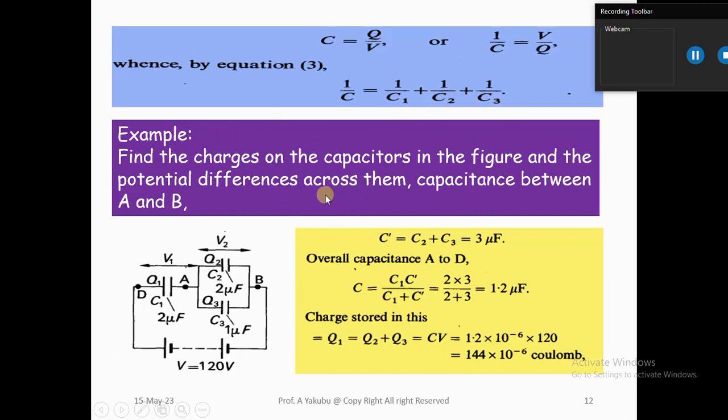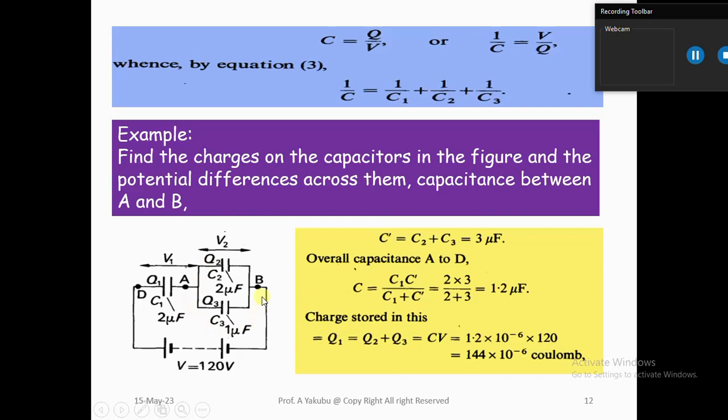And let us look at a common example here. Find the charges and capacitance in the figure and the potential difference across them. Capacitance between points A and B. To find C prime is C2 plus C3. This is C3 here, capacitor C3, and this is C2. Total capacitance here. These two capacitors here are in parallel.